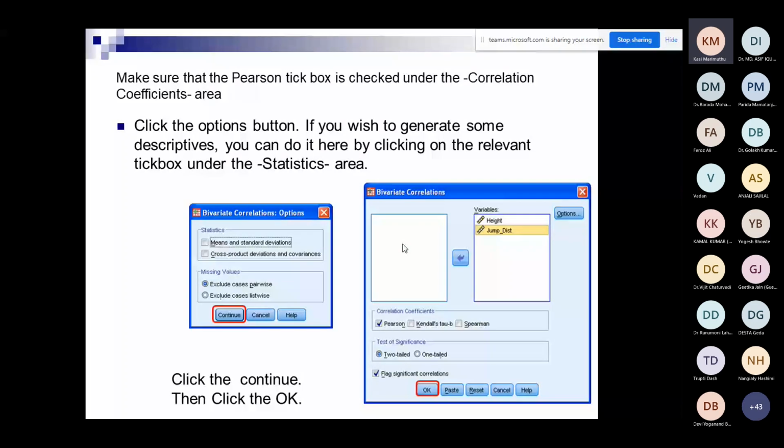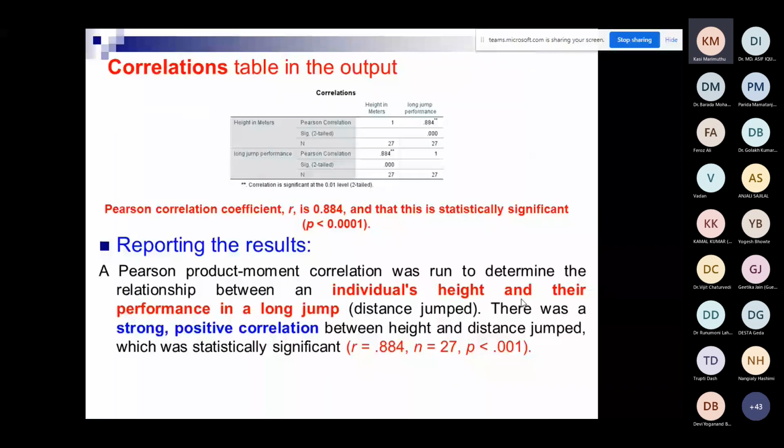When you download it, it will be there in the last PDF file. Please make sure. So once you click OK, your output will be ready. So, a simple table. We need to look at the intersection of the two variables. This is the X variable, this is the Y variable, height in meters and long jump performance. So this is actually the Pearson correlation.